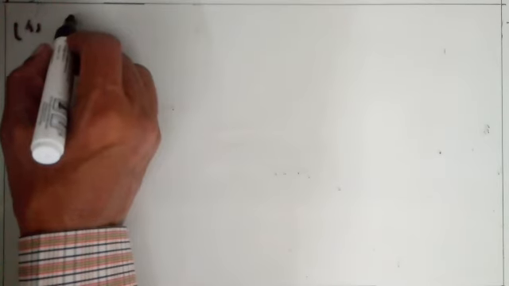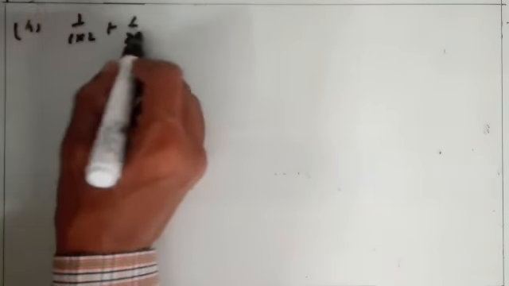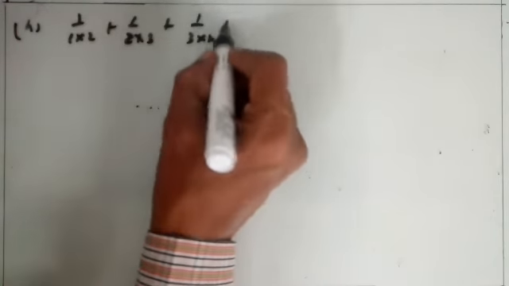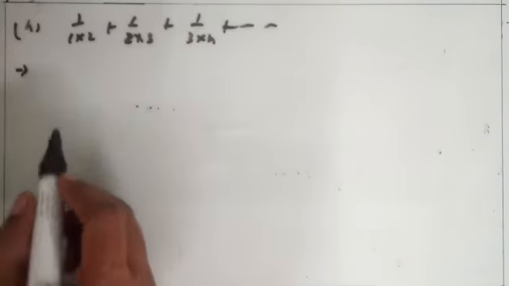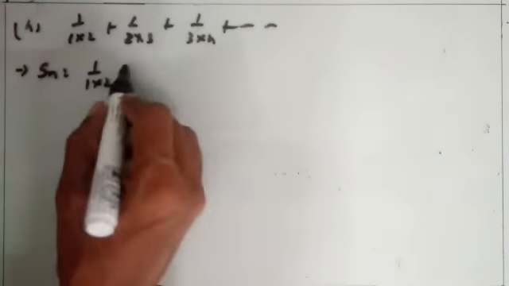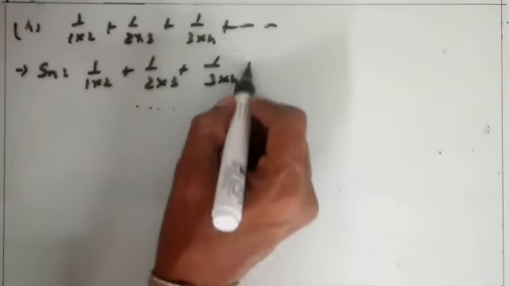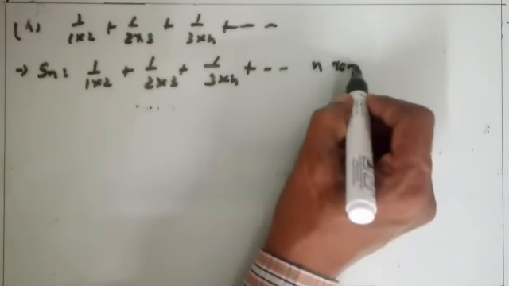Now question number 4, find the sum of 1 upon 1 into 2 plus 1 upon 2 into 3 plus 1 upon 3 into 4 plus up to n terms. Here find the n-th term, directly get the sum of all terms. Let S_n be equal to 1 upon 1 into 2 plus 1 upon 2 into 3 plus 1 upon 3 into 4 plus up to n terms.